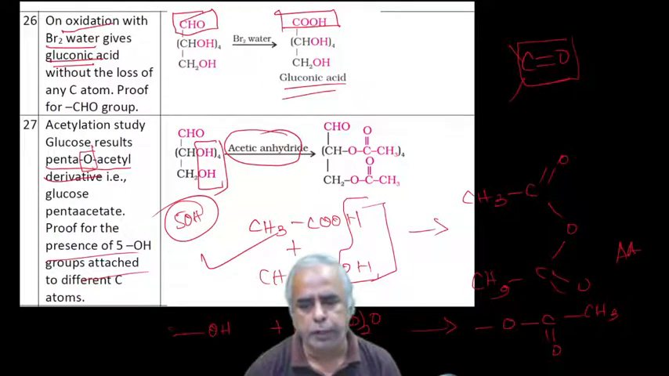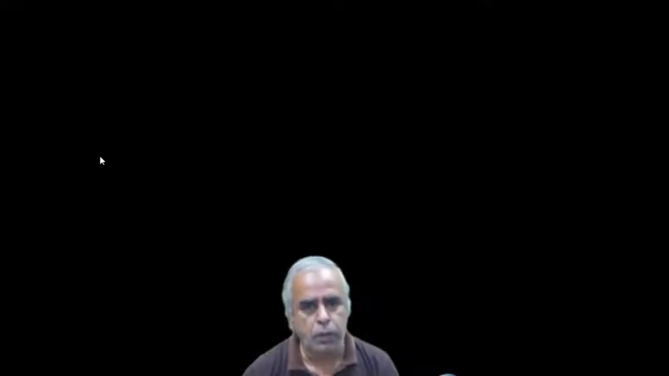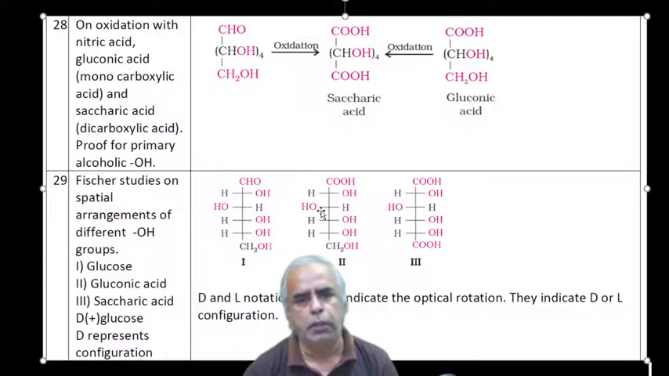Yes, sir. Right. Another thing is, we have found out 5 OH groups, but we need to distinguish whether they are primary or secondary. So there is another challenge for us. Now let us meet it here.